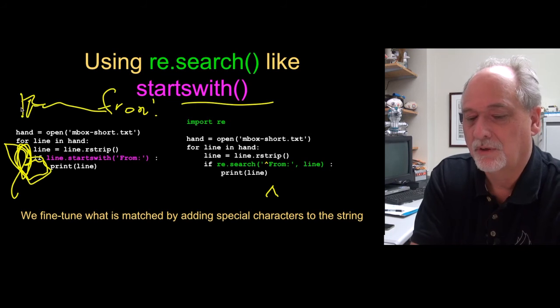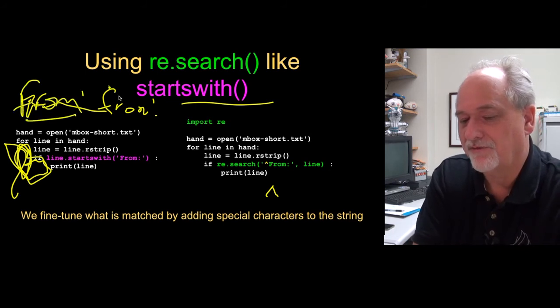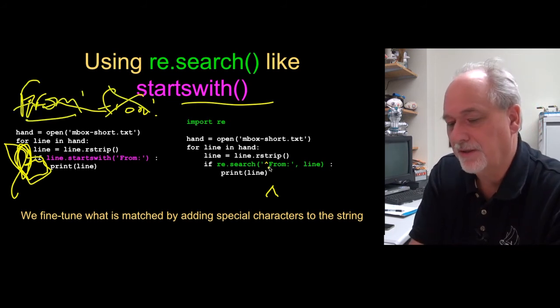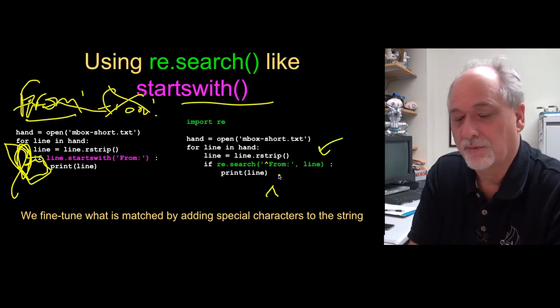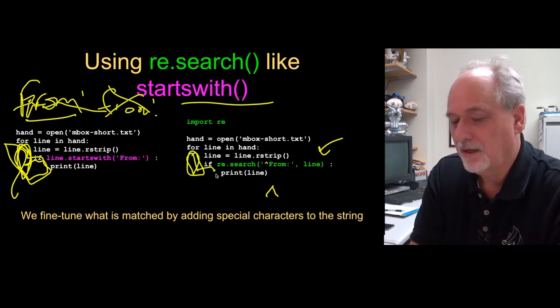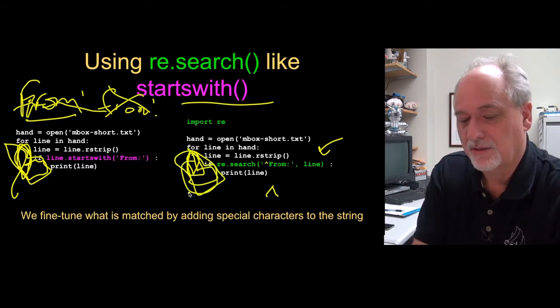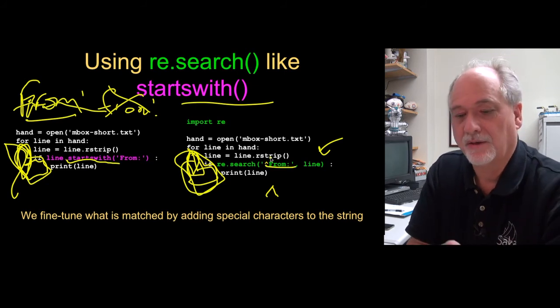So from at the beginning does match, and from in the middle does not match, by putting that little caret there. Same thing: line is what we're searching, and caret from, from at the beginning, is what we're looking for. Again, it does the exact same thing. It only prints lines that have from colon as the first characters in the line. So the difference is that in one we look for a method, and in the other we program the regular expression.